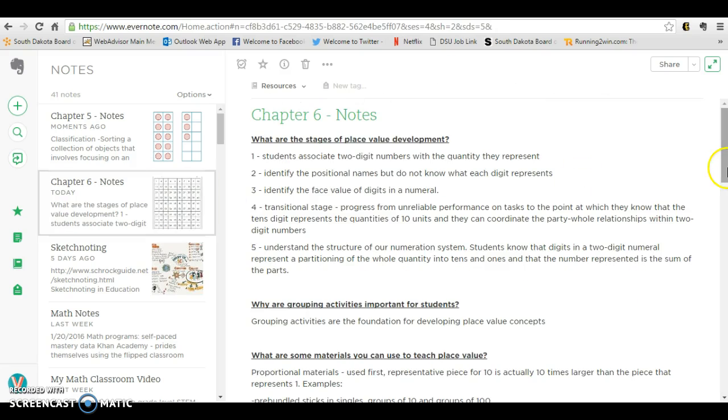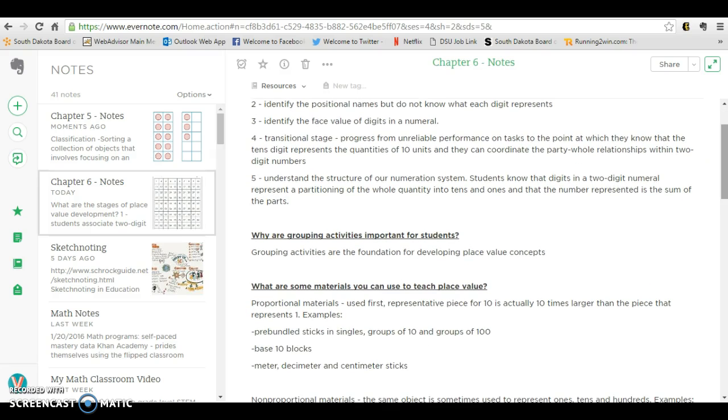Alright, now chapter 6. What are the stages of place value development? Number 1, students associate two-digit numbers with the quantity they represent. 2, they identify the positional names but do not know what each digit represents. 3, they identify the base value of digits in a numeral. 4 is the transitional stage. They progress from unreliable performance on tasks to the point at which they know that the tens digit represents the quantity of 10 units. They can coordinate the part-whole relationships within two-digit numbers. And then 5, they understand the structure of our numeral system.